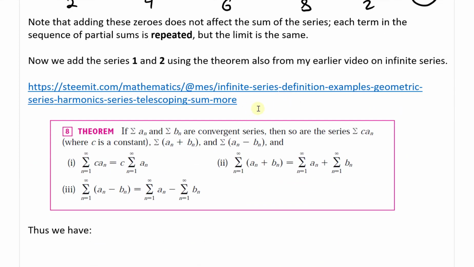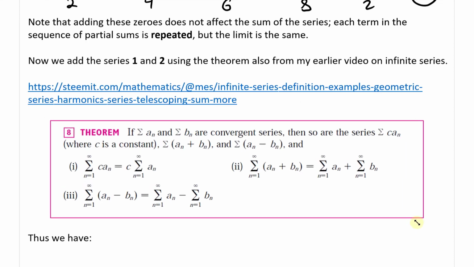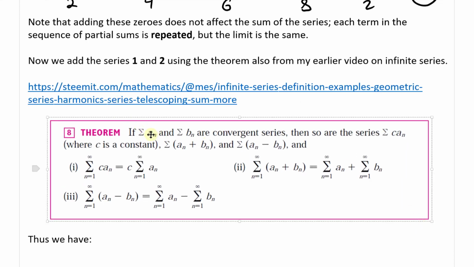Recall from my earlier video on infinite series, make it bigger, this theorem: if we have the series AN and BN, and they're convergent series, then so are the series where we add a constant times AN.